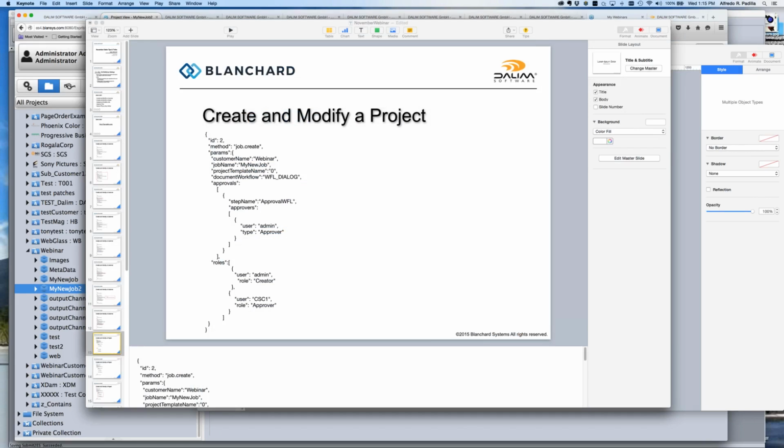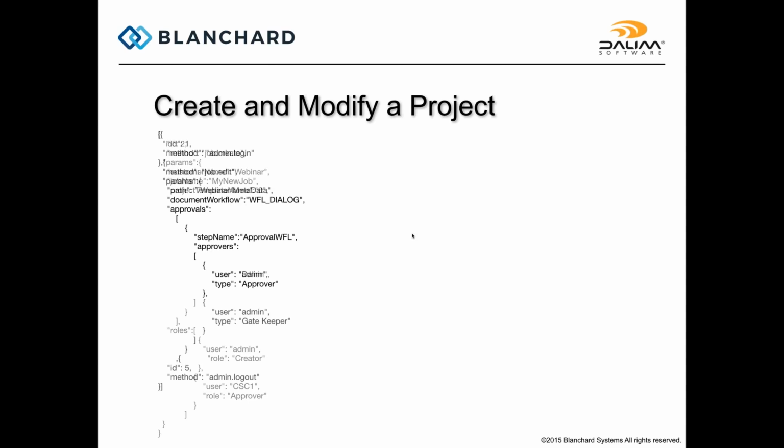So you can, though, go in, as I note here, and do a call to modify the project. So I could set the approvers. And if you notice, I could have just 2 users here where I'm doing user DALiM as an approver, user admin as a gatekeeper. You can add as many of these as you want and do the approvals as complex as you need to inside of ES.